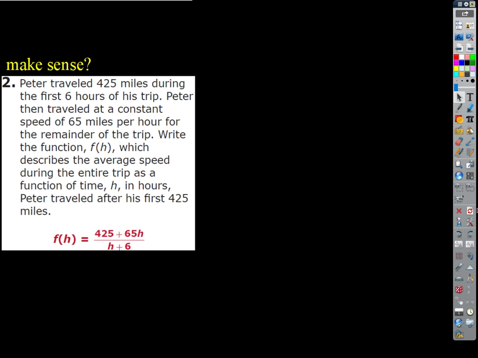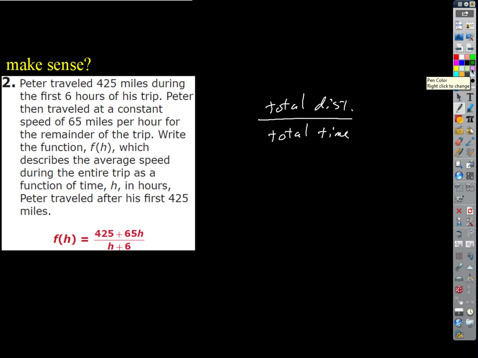So when you're trying to build an average speed from some information, you're just going to take a fraction. On the top, you've got to account for all the distance traveled, and on the bottom, you have to account for all the time traveled. Well, there's two parts to this one.